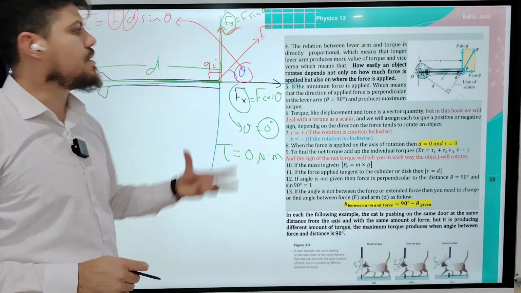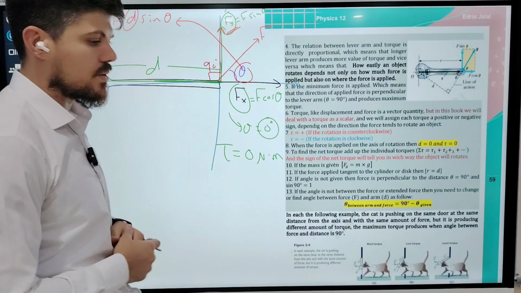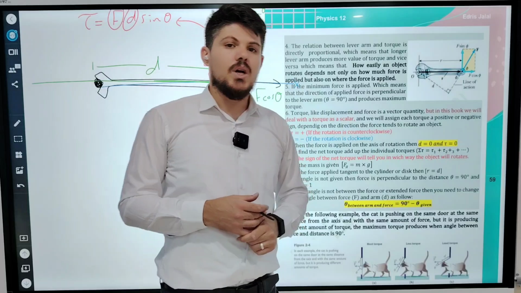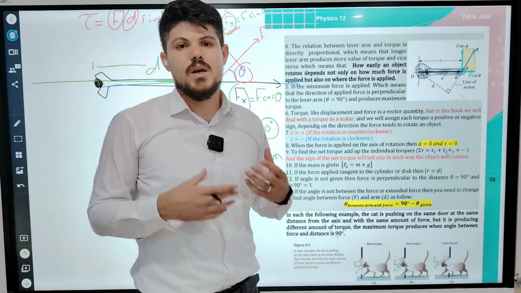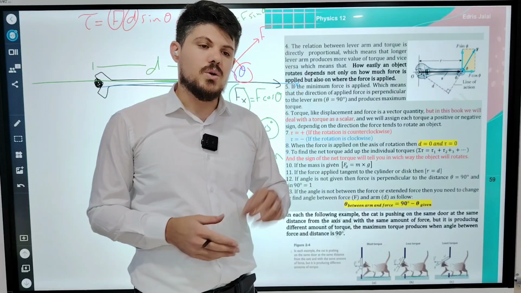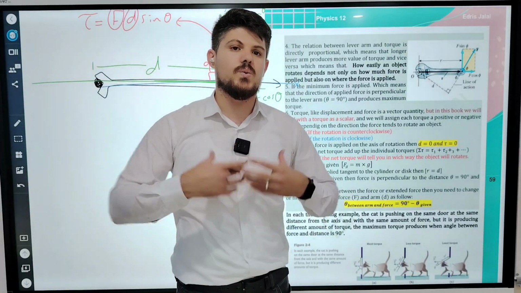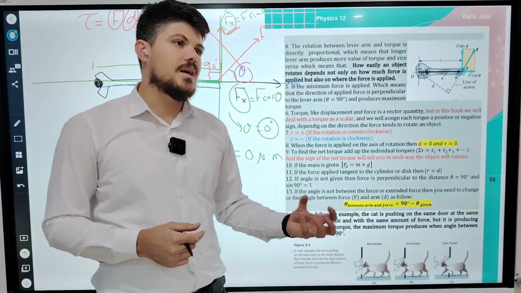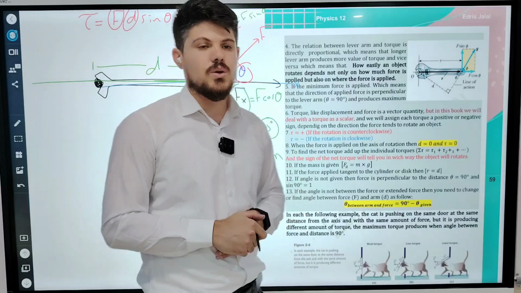Note number 5, if the minimum force is applied, it means that the direction of the applied force is perpendicular. If the question says minimum force applied on the object to rotate the object, in that case you have to use 90 degrees. Why? Because only when the force is perpendicular do you require a minimum force. With more than 90 or less than 90, you require more force to produce the same torque.